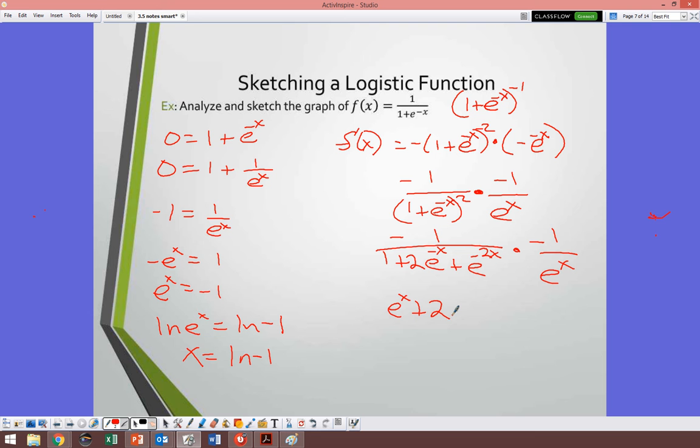And it's going to be plus, plus what? E to the negative x. Okay, and this is all going to be on the bottom. There's my positive 1 there. That's just our first derivative still, right? That's the first derivative.